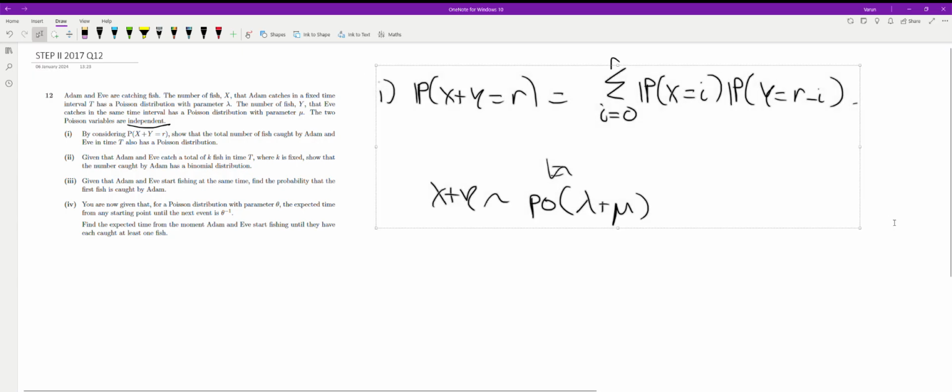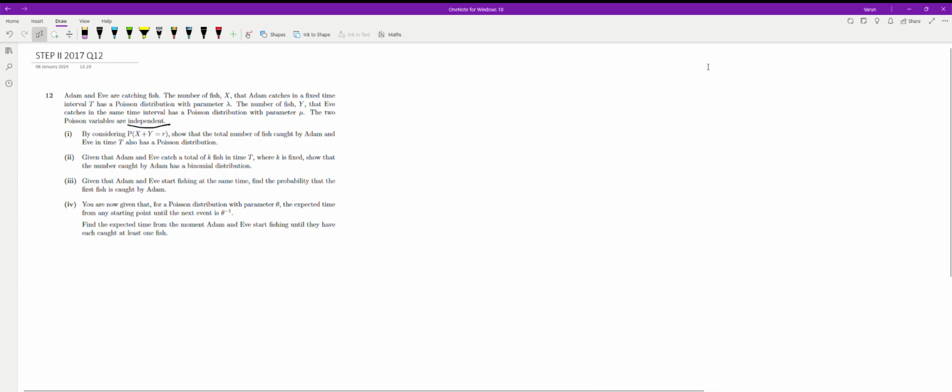So the first part should be quite straightforward. Second part is also not that bad. You're told, given that Adam and Eve catch a total of k fish in time t, where k is fixed, show that the number caught by Adam has a binomial distribution. So you're basically looking at the distribution of X, given that X plus Y equals k.